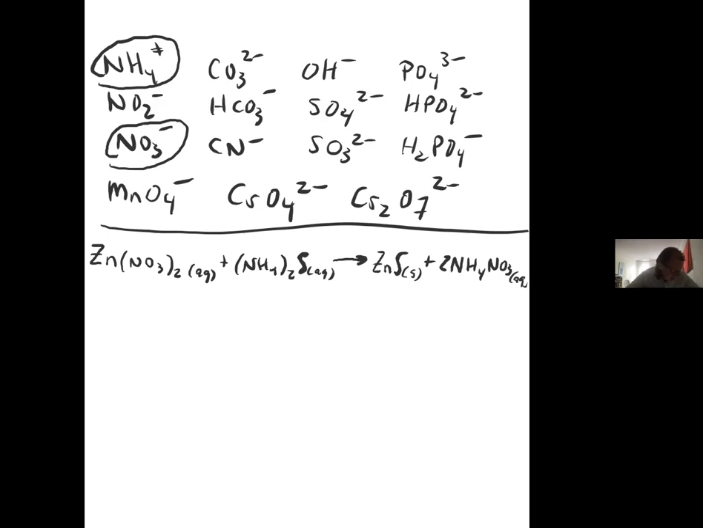Okay, so zinc nitrate, ammonium sulfide, zinc sulfide, which is the precipitate, and then you got ammonium nitrate. Just be aware of the numbers. So first we do the ionic equation, right? The total ionic or the complete ionic, right?